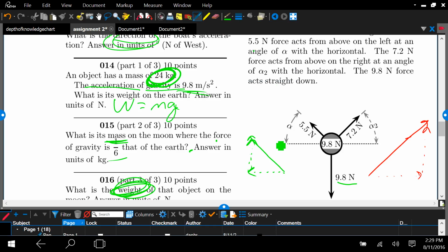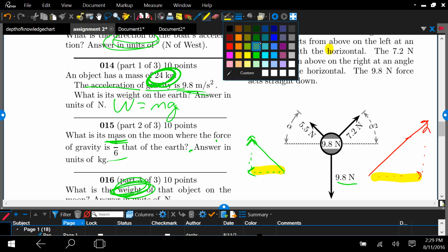Okay, now I'm really interested in these legs of a right triangle, and let me tell you why. If this object in the middle is not going to move, that means that the pull to the left of the 5.5 and the pull to the right of the 7.2 actually have to be the exact same amount of pull. Because if it was pulled more to the right or more to the left, it would move in the direction of the larger force.